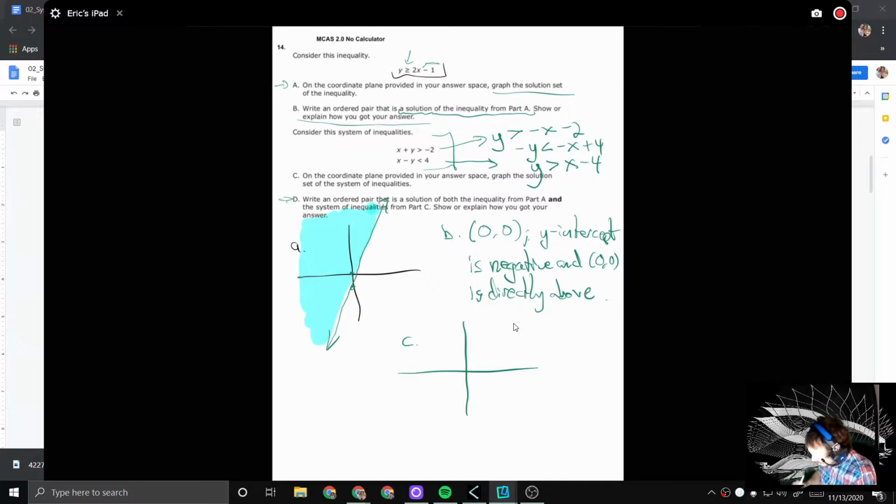Negative x minus 2. Going down. Negative x minus 2, and we want everything above. Okay, fine. And then they want y greater than x minus 4. y greater than x minus 4. Okay.